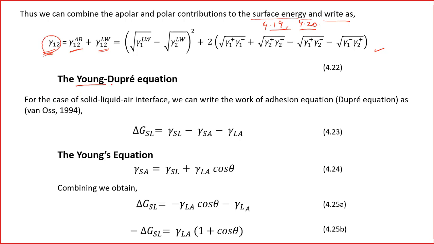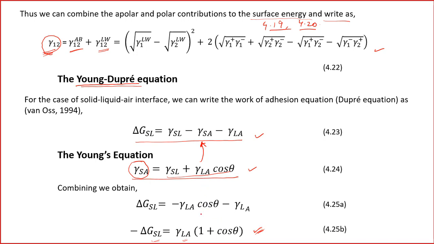Now there is another equation which is known as the Young-Dupre equation. This is basically a combination of the Young equation and the Dupre equation. For the case of a solid-liquid-air interface, we can write the work of adhesion as this one. This is the Dupre equation, and Young's equation we already know. This is Young's equation. These two equations can be combined together and we can write this one. Here you have gamma SA, which is given by this. If you replace this one here, you can find this one. So minus the free energy of SL, which represents solid and liquid, is given by gamma liquid-air times 1 plus cos theta. This is a combined equation, and this is known as the Young-Dupre equation. Again, this is an important equation, we should remember this.